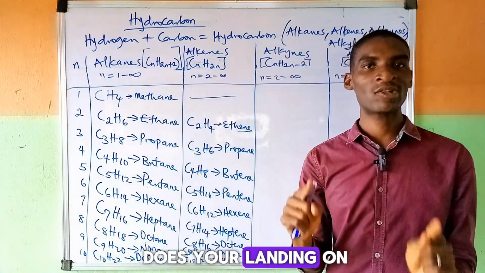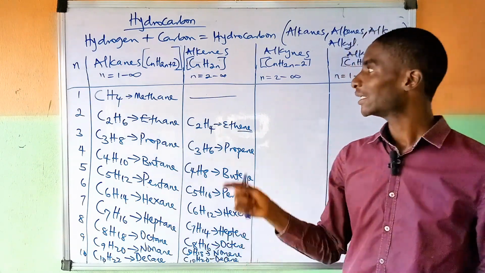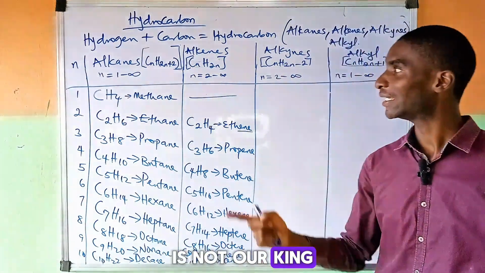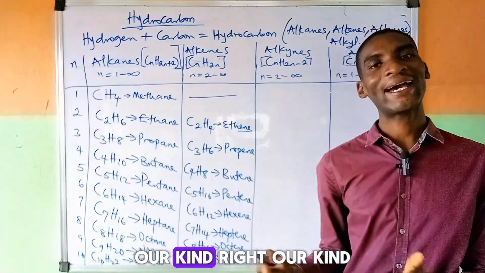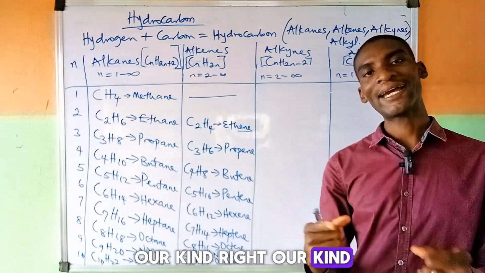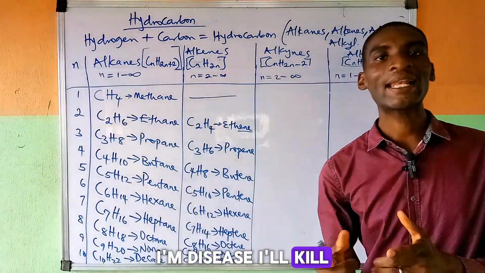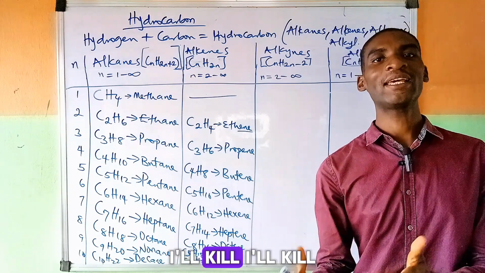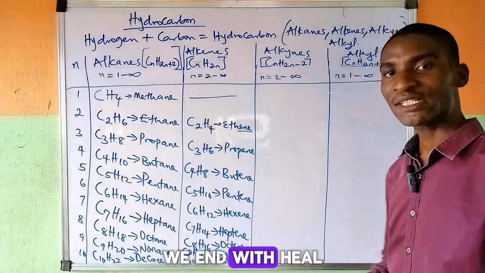You're landing on N for nurse. Okay? Alkene. Now some mistake this for alkane. It's not alkane. This is alkene. This is alkyne. Alkyne. Alright? And this is alkyl, like you want to kill something. Alkyl. Alright. So every member here we end with -yl.